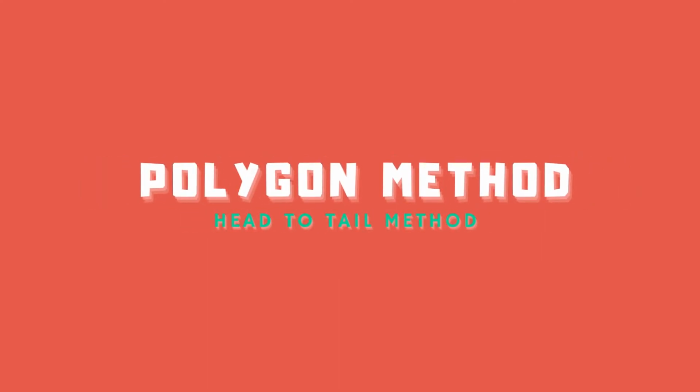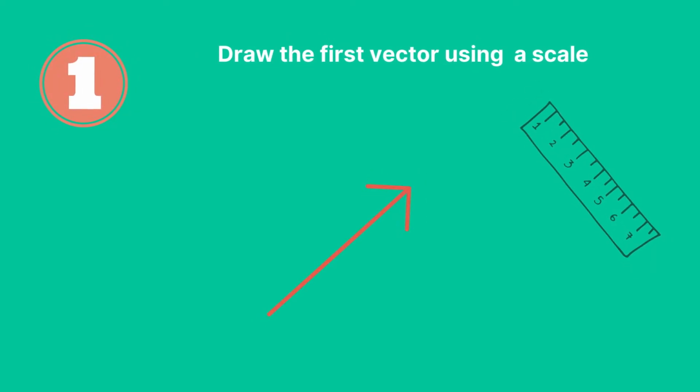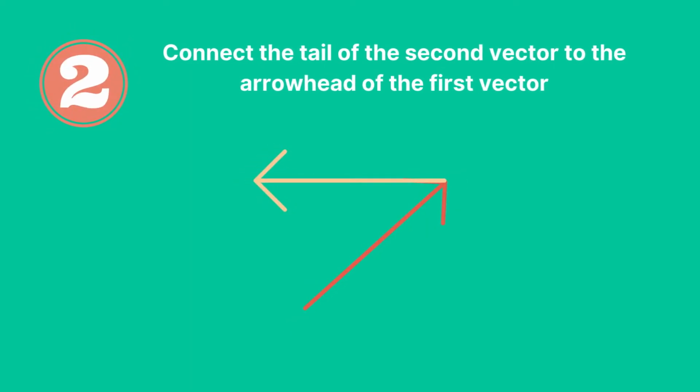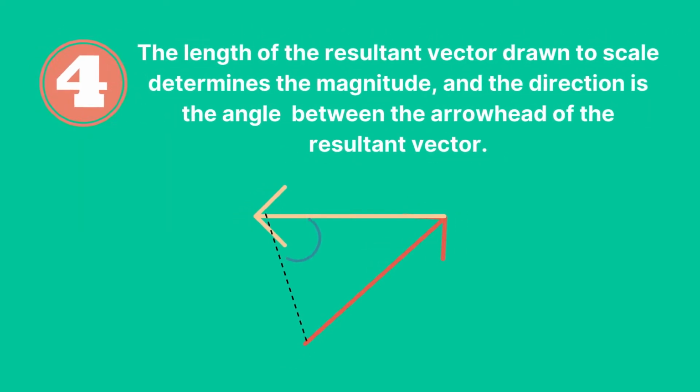So the steps in solving addition and subtraction vectors using polygon method are: first, draw the first vector using a scale. Connect the tail of the second vector to the arrowhead of the first vector. Draw a line from the tail of the first vector to the arrowhead of the last vector to determine the magnitude and direction of the resultant. And lastly, the length of the resultant vector drawn to scale determines the magnitude, and the direction is the angle between the arrowhead of the resultant.